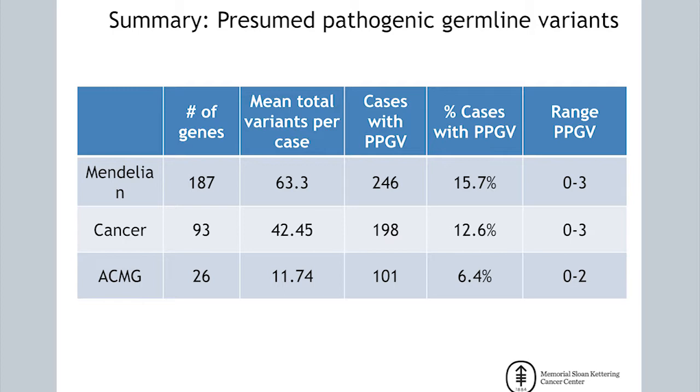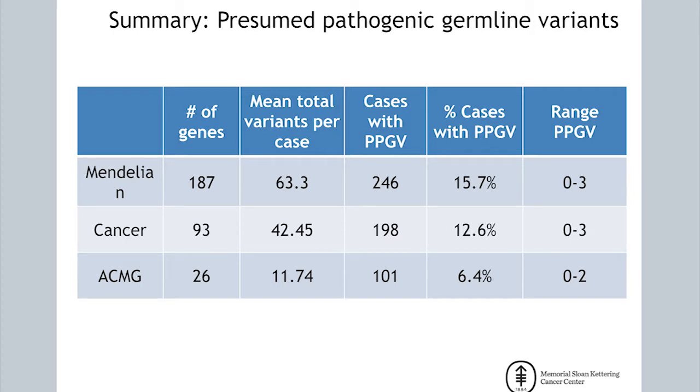So what we found was that there were presumed pathogenic germline variants, so this was studying the blood, in about 16% of the cases, and so this was Mendelian disease genes. These were all different types, so it was autosomal dominant, autosomal recessive, X-linked, X-linked dominant. And when you looked at the cancer predisposition ones, it was about 13%. Okay, and so this is very interesting.